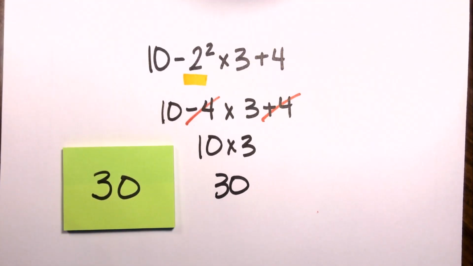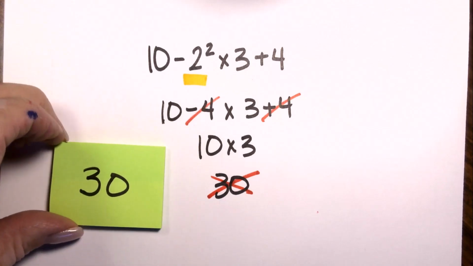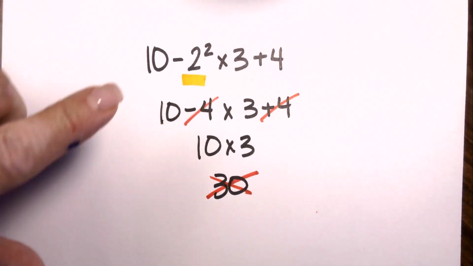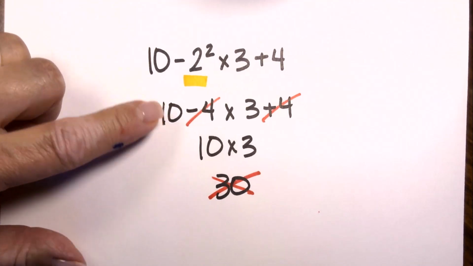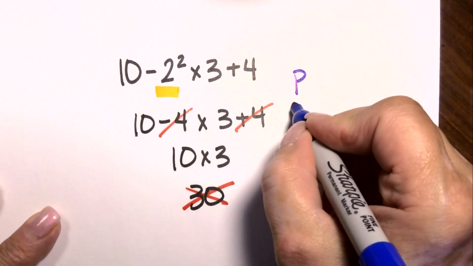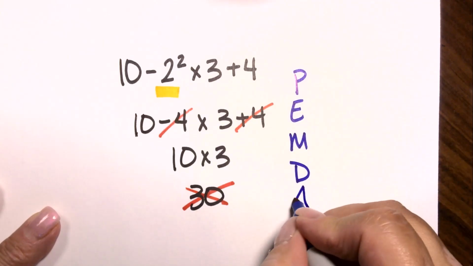Team 30! Yeah, except that's not right. I made a mistake and didn't follow the order of operations. It happened right in there. So let's review that real quick because it's been a minute since most grown-ups have seen this.